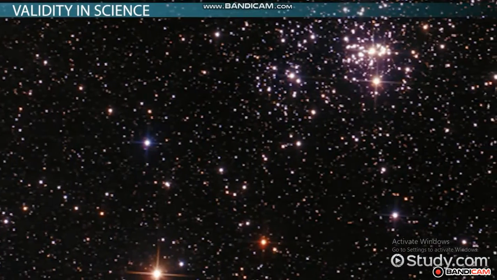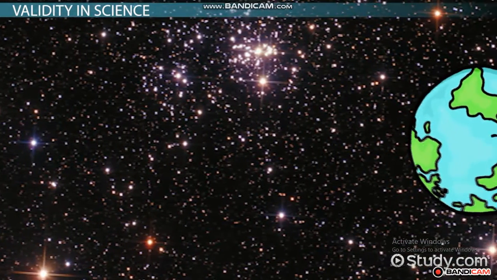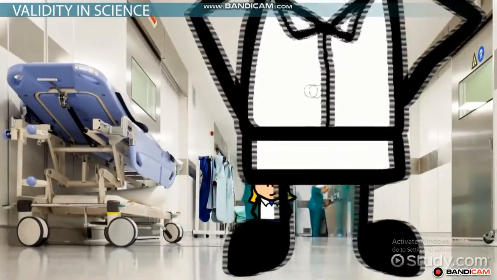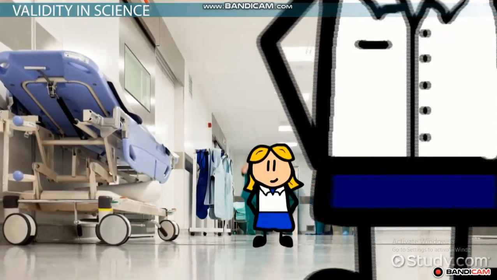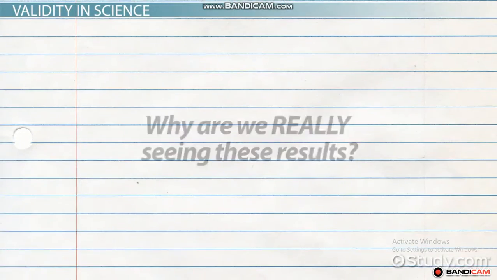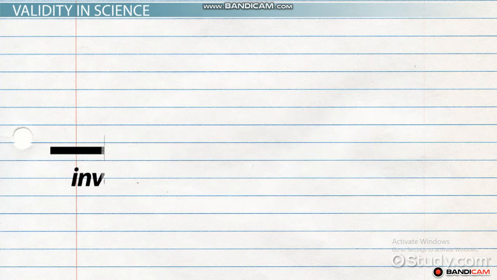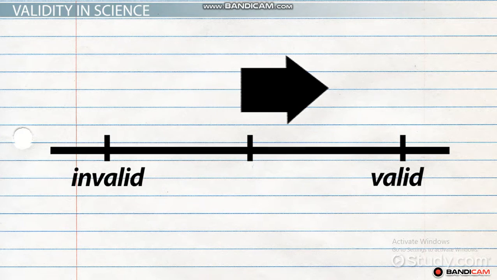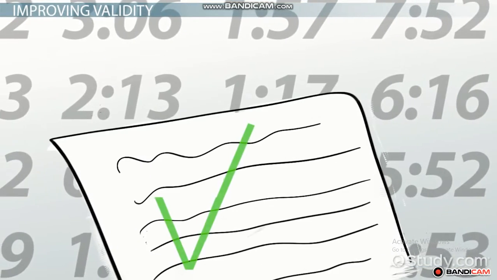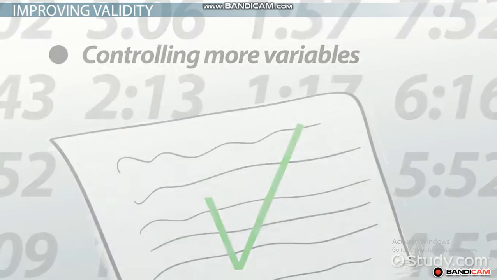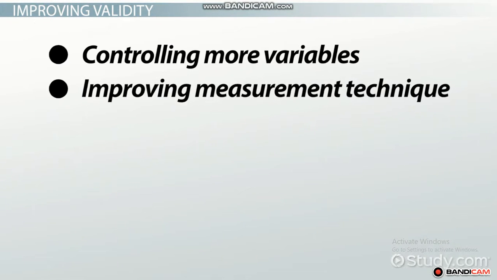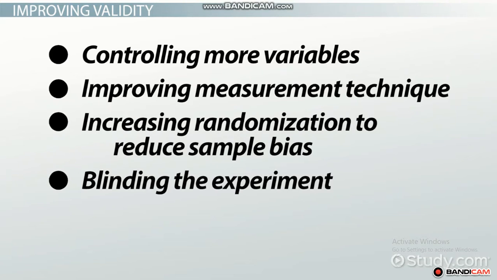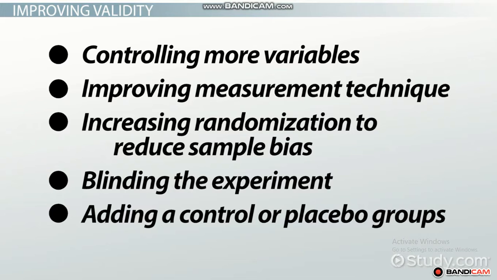If your goal is to make your result as close to the truth about the world as possible, then you need to improve your validity as much as you can. Most scientists are pretty successful making their experiments internally valid, but external validity can be harder to achieve. In this lesson, we're going to take a look at a few ways you can improve the validity of your experiments. There are a number of ways of improving the validity of an experiment, including controlling more variables, improving measurement technique, increasing randomization to reduce sample bias, blinding the experiment, adding a control or placebo group.